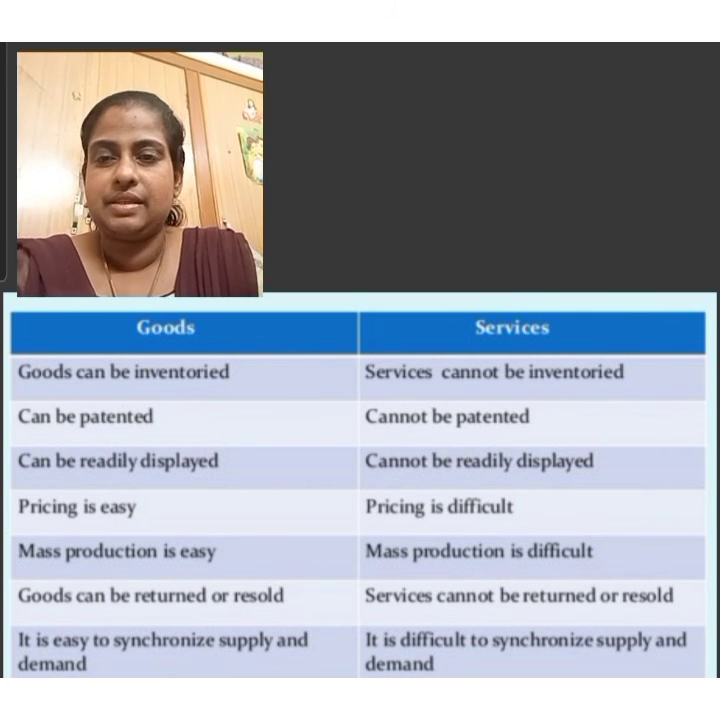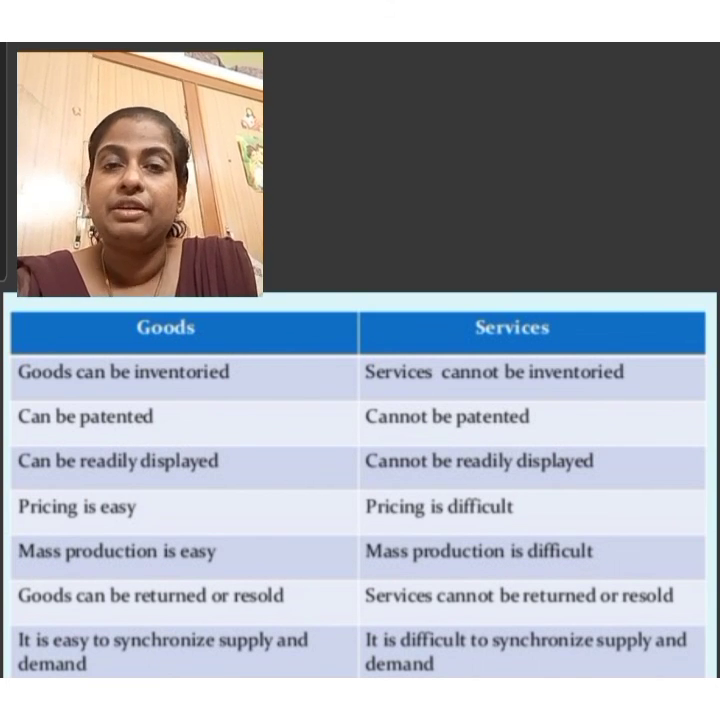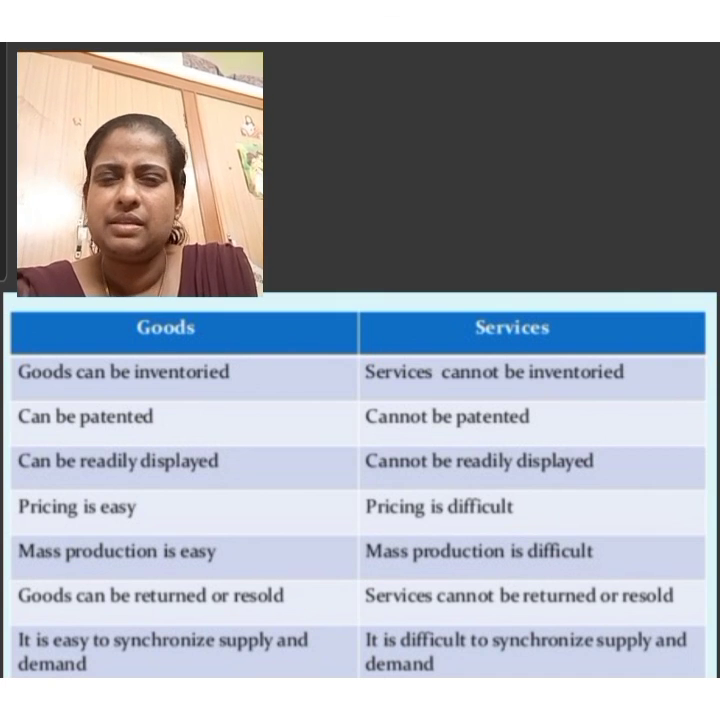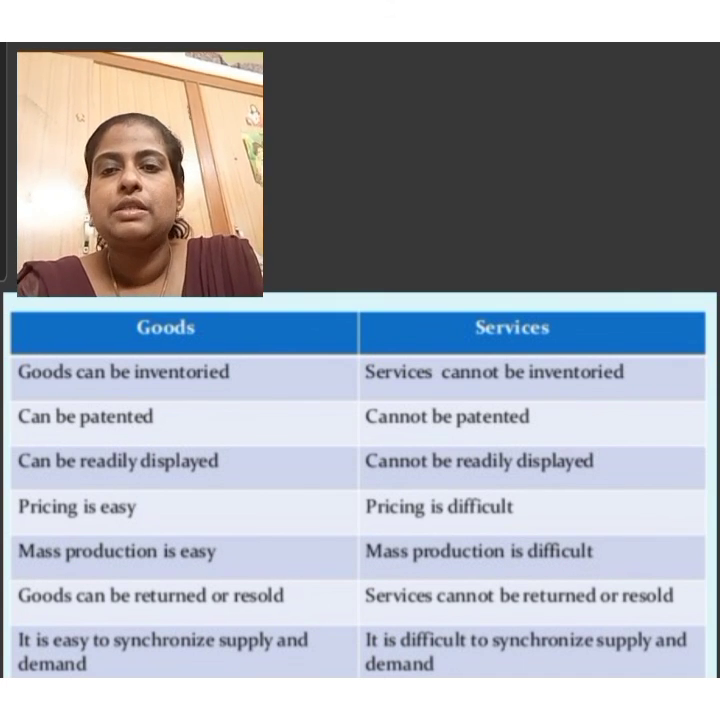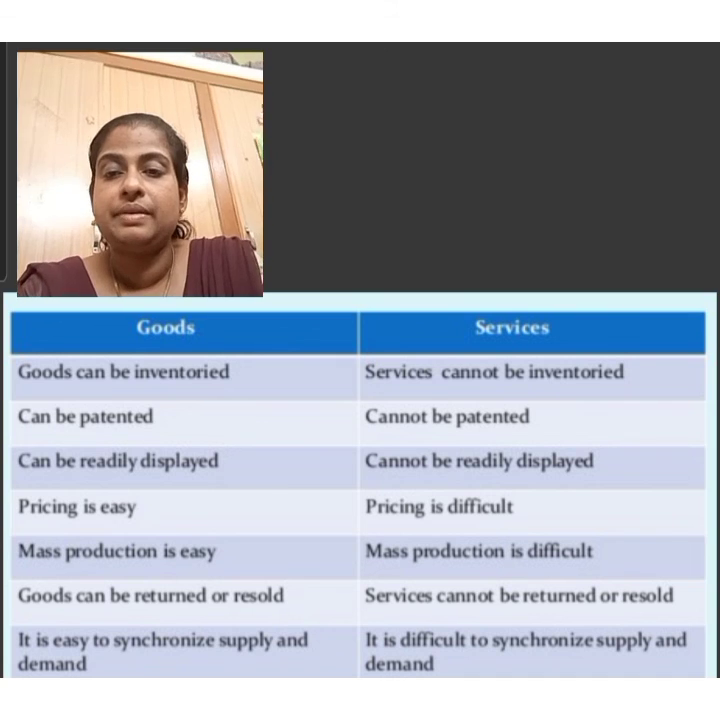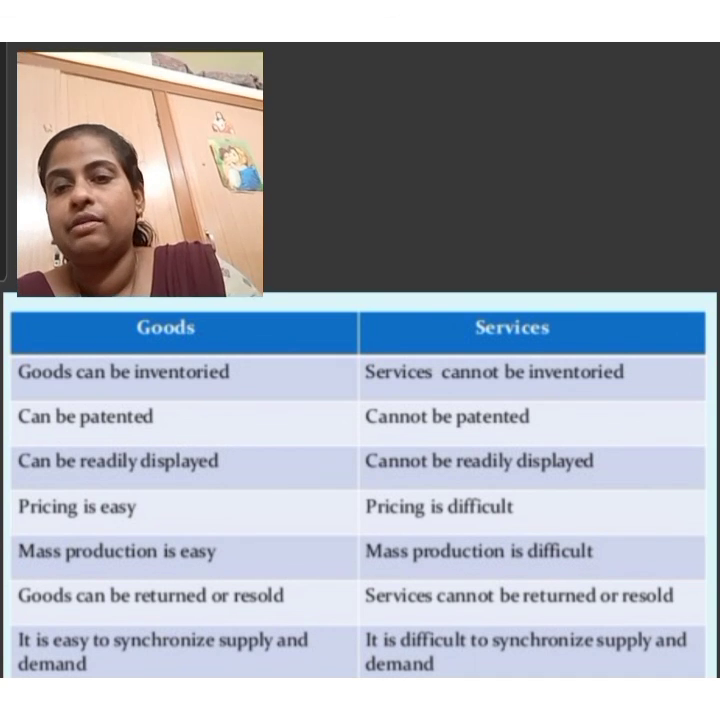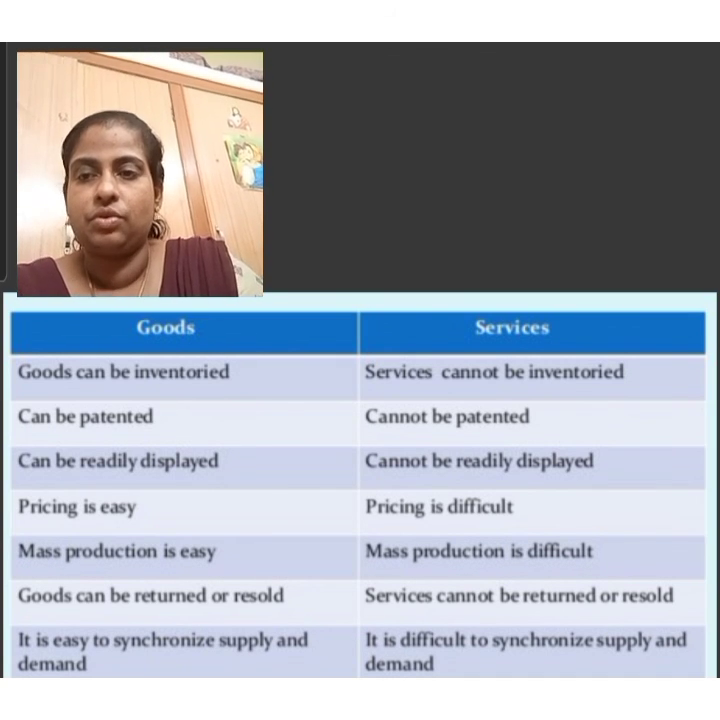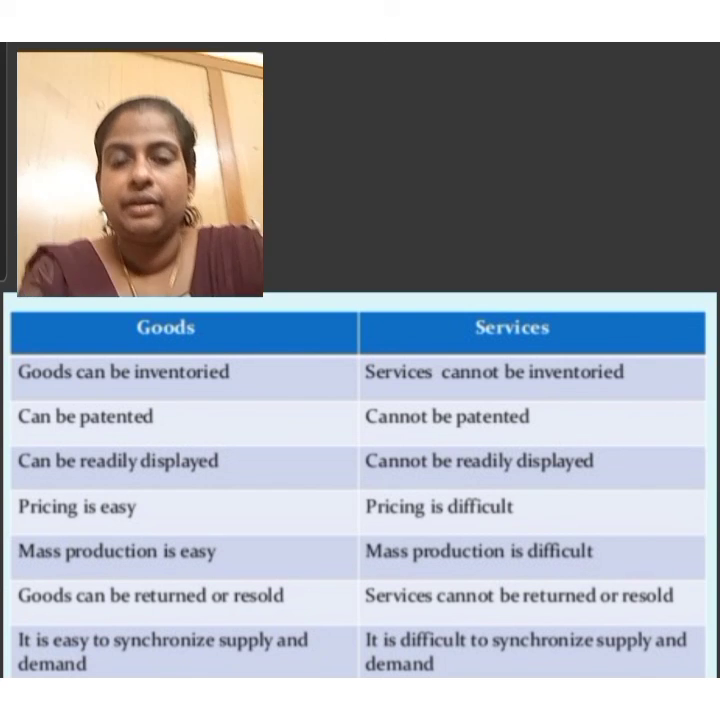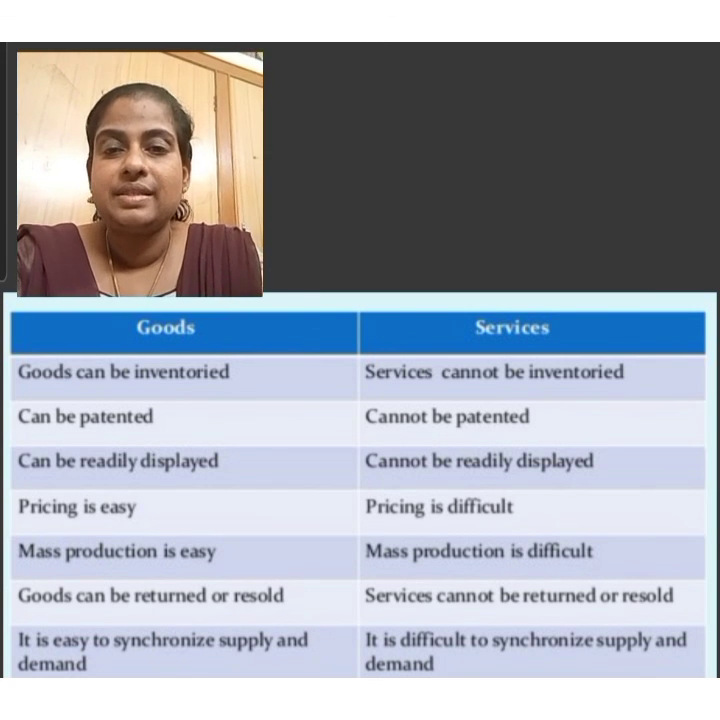In the case of services, different customers have different demands. Example, mobile services. But in the case of goods, different customers get standardized demand fulfilled. Example, mobile phones. These are the important differences between goods and services.